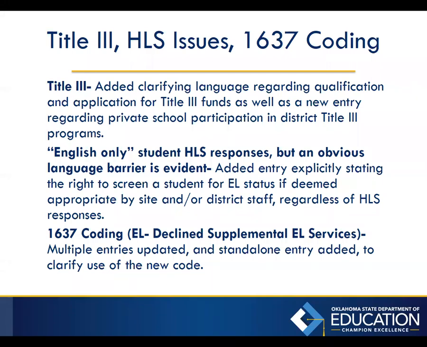And we added a standalone entry regarding the 1637 coding. And that is the new English learner but declined supplemental EL services. Everyone should be aware that this code exists in your student information system. And it basically operates just like the 2349 code. The students would still test WIDA every year. They're still EL. They still factor into accountability the exact same way. It's just that you're formally stating that you are not providing them supplemental EL services; they are basically waiving services.